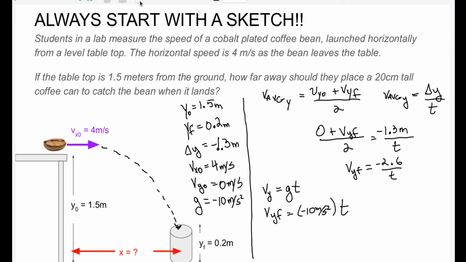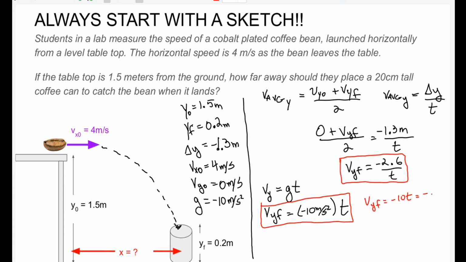So notice here that we have two expressions for Vy final. Vy final is negative 10t, and Vy final is also negative 2.6 over t. We can set these expressions equal to each other to see that Vy final is equal to both negative 10t and negative 2.6 over t, and solving for t here, I see that t squared is equal to 2.6 over 10, or t is equal to the square root of 0.26. That's how many seconds it takes to reach the coffee can with the bean.